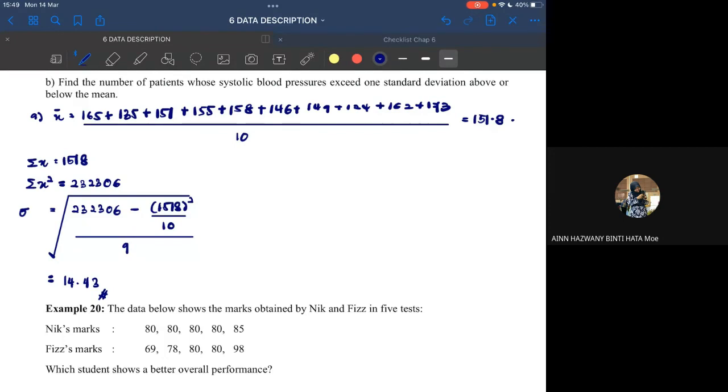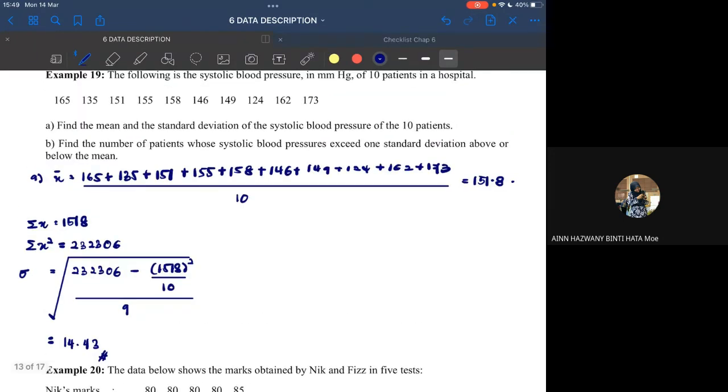That's it, very straightforward. But now for the second question, find the number of patients. Okay, number of patients maksudnya we have to find N. Berapa orang whose systolic blood pressure exceed one standard deviation above or below the mean. Okay, so what does it mean by this one? One standard deviation above or below the mean.